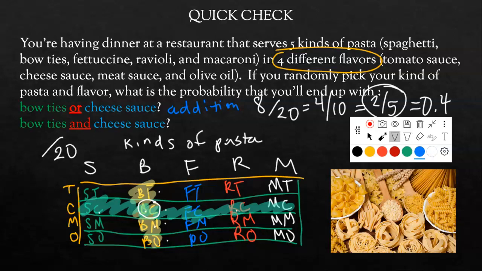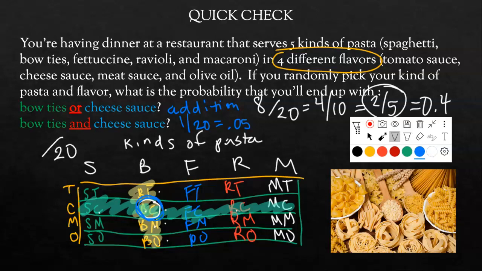Like, do you want bow ties or cheese? You would say yes, right? Both of them qualify as satisfying the probability that you're looking for. Bow ties and cheese would only be this single one that I selected. The one that was double shaded is actually the answer to this probability question, and that would be 0.05. Right, math teacher, I will double check. And so the probability that you'll end up with both, that's just 0.05.